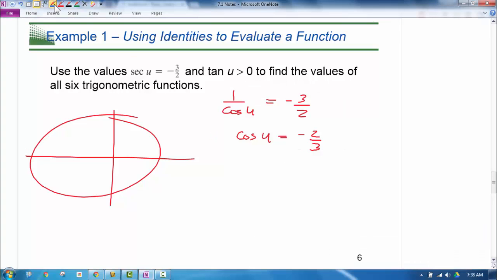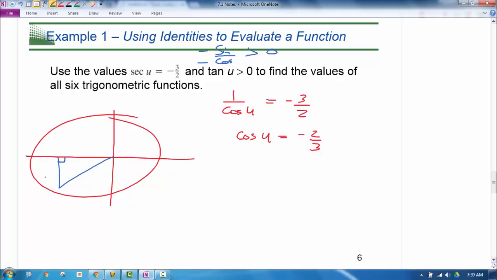So what that means then is if the cosine's negative and the tangent's positive, that means the sine must be negative, because tangent's really sine over cosine. So we have sine over cosine being positive. We know the cosine's negative. Therefore, the sine must also be negative. So that puts us down here in the third quadrant where both the sine and the cosine are negative.